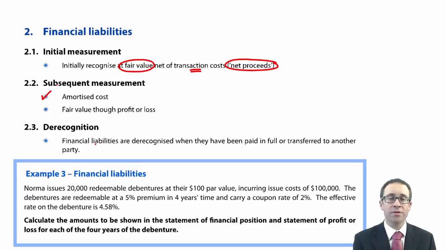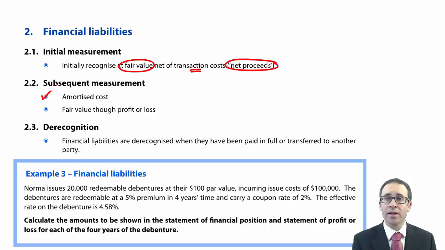That's the focus of the example at the bottom of the screen in a moment, on your amortized cost. Just be aware there are no rules in terms of your business model test and contractual cash flow test. That applies to financial assets only. Financial liabilities at amortized cost is the default treatment. There are specific circumstances where you could have a financial liability at fair value through profit or loss, but that would be some funky, fancy, tradable financial liability that I'm not too concerned with at this point in time.